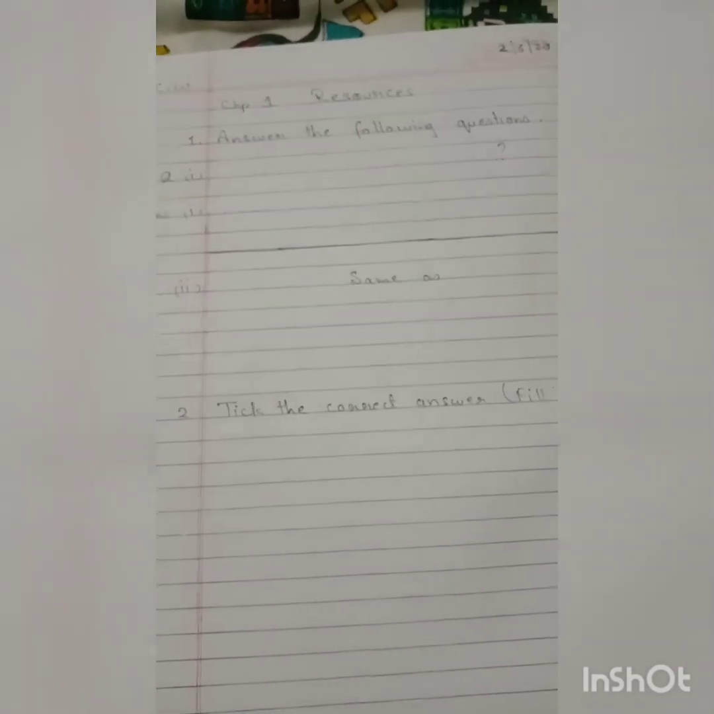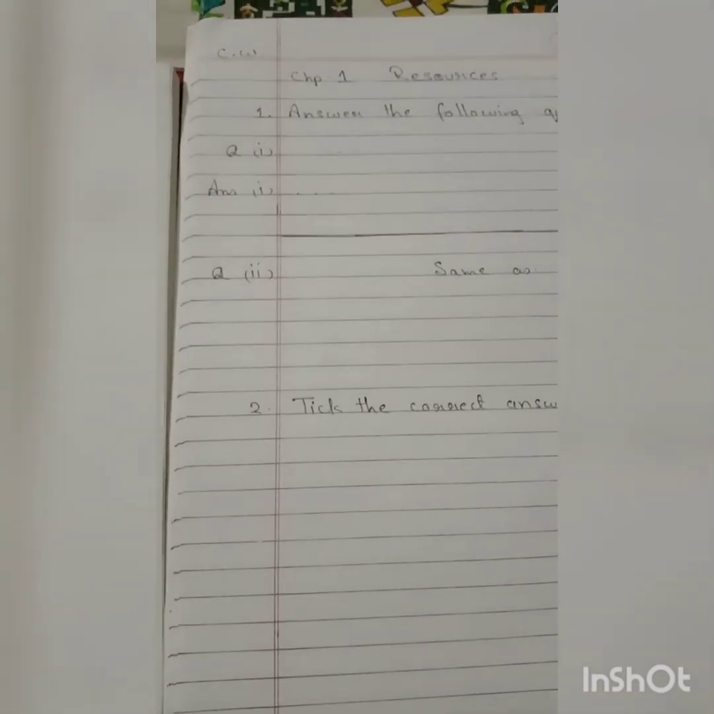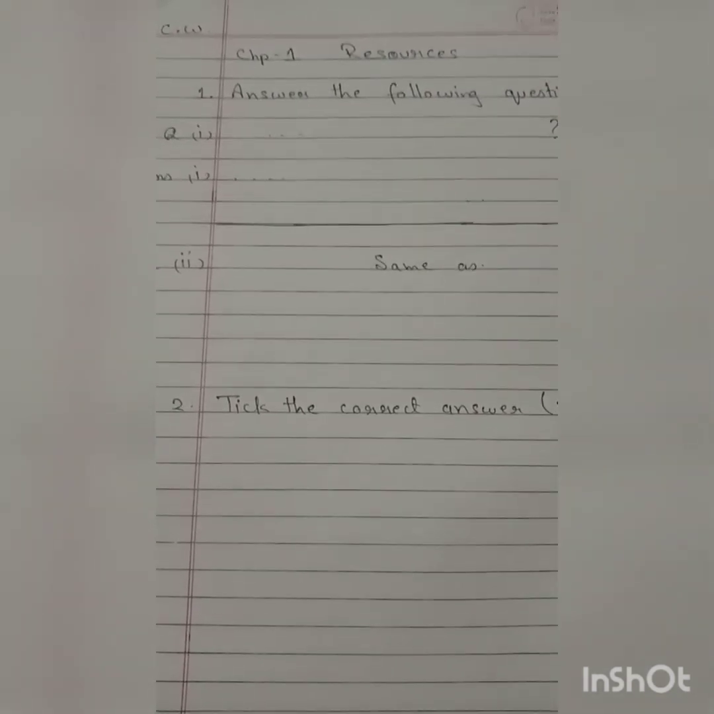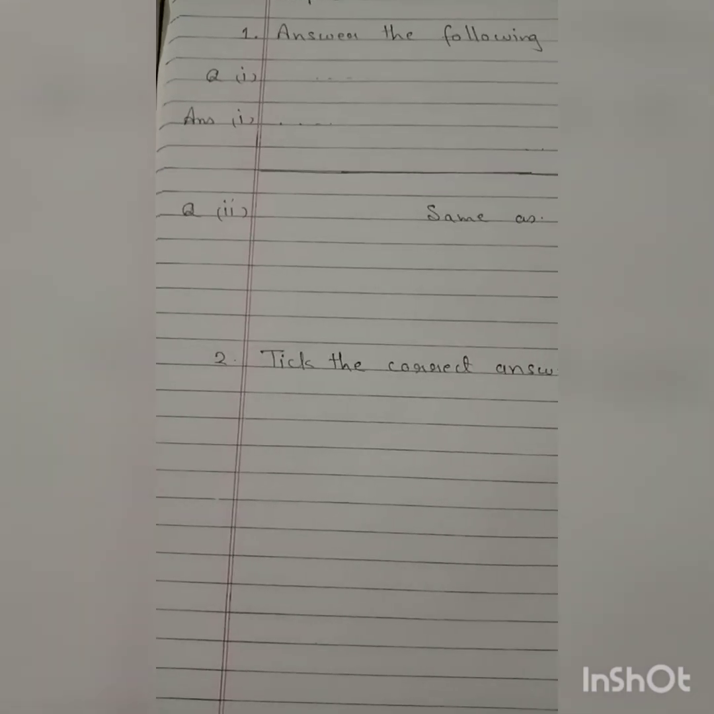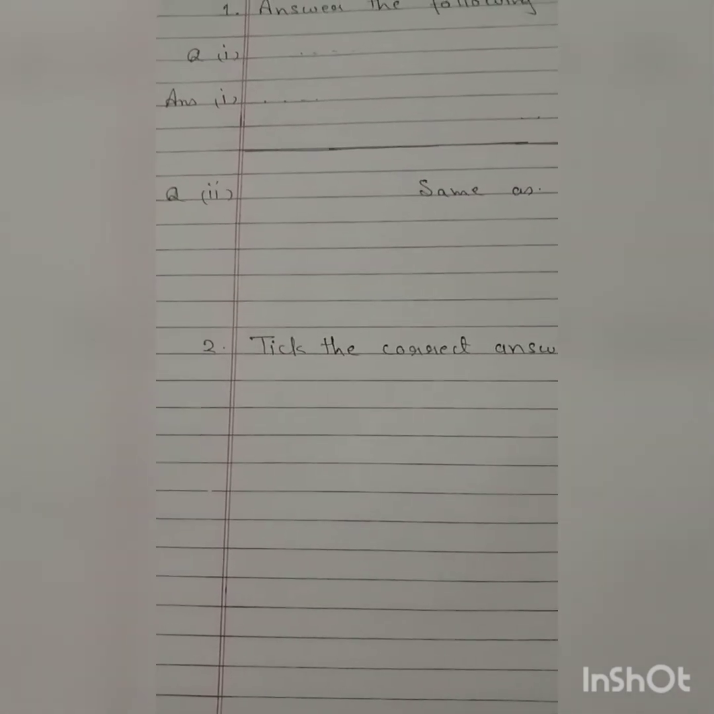Now I would show you the format in which you will do your work in your notebooks. Just have a look. Towards the left, I have mentioned CW. Towards the right, I have mentioned the date. In the center or towards the left, you will start in this way. Chapter 1, Resources. Leaving a line, you will write the heading, answer the following questions. Again, leaving one more line, you will write the first question. When the question gets over, a question mark is there. Leave one more line after the question and write the answer.